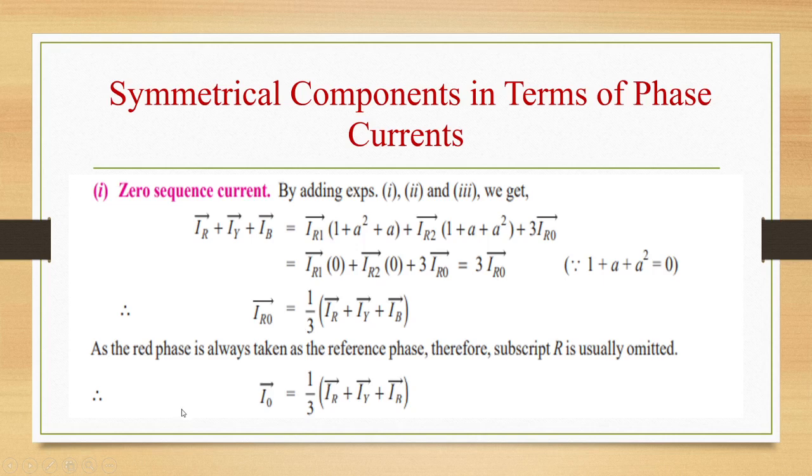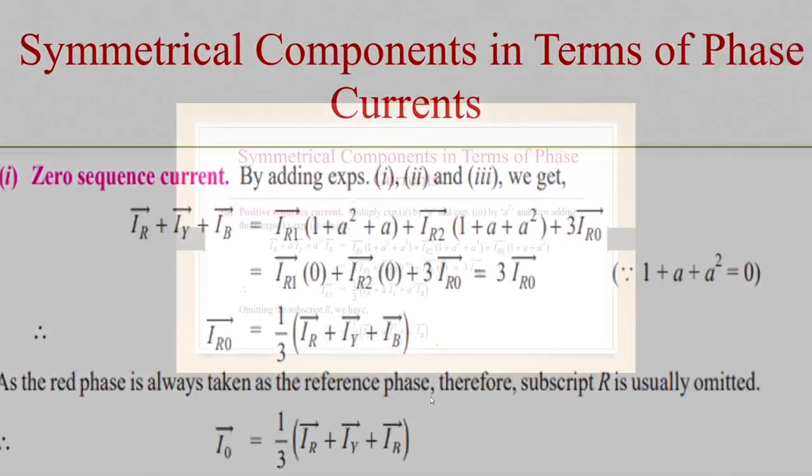As the red phase is always taken as the reference phase, the subscript R is usually omitted. So instead of IR0, we are taking only I0, that is, I0 is 1 by 3 times (IR plus IY plus IB). So here, these are all vectors, students.